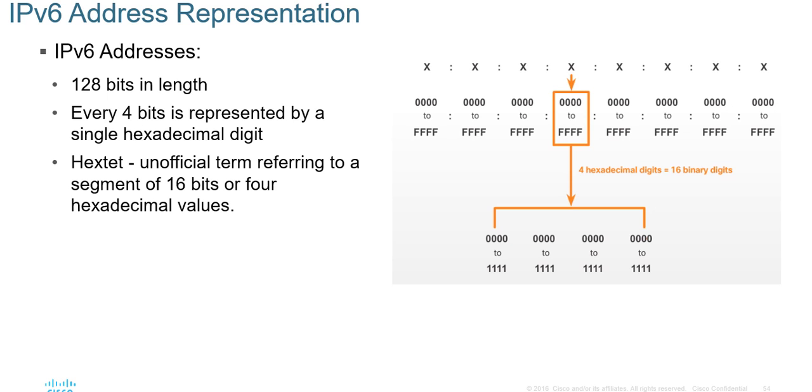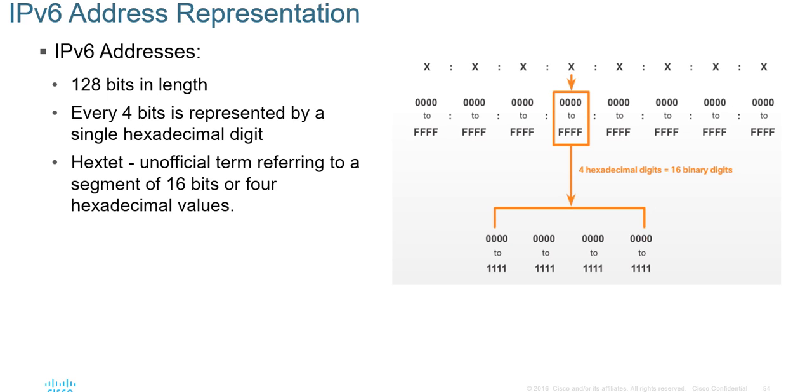So hextet is an unofficial term that refers to a segment of 16 bits of 4 hexadecimal values. So this right here is a hexadecimal value, 0004. All these are 4 hexadecimal digits. Now each digit is 4 bits, and all those together is 4 times 4, which gives you 16. So here there are 8 parts.